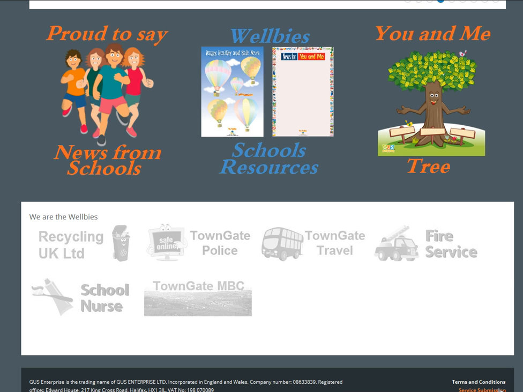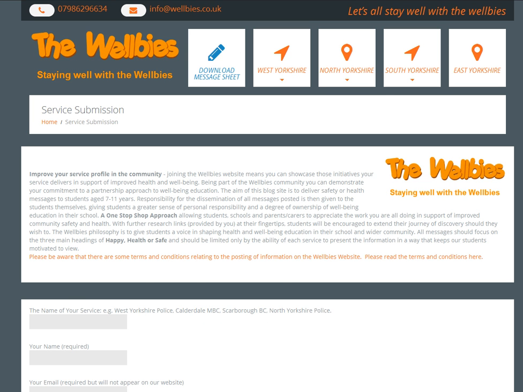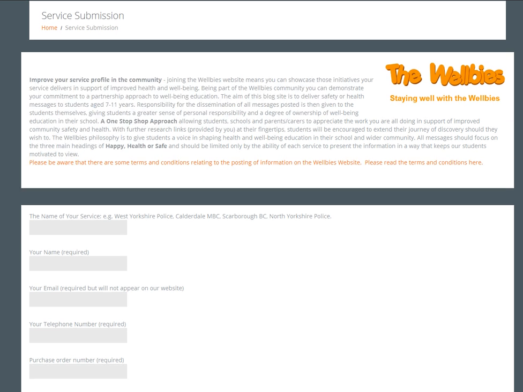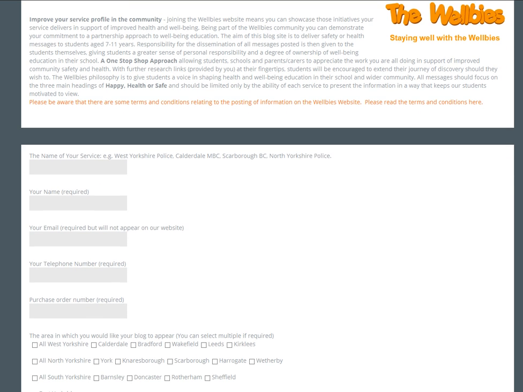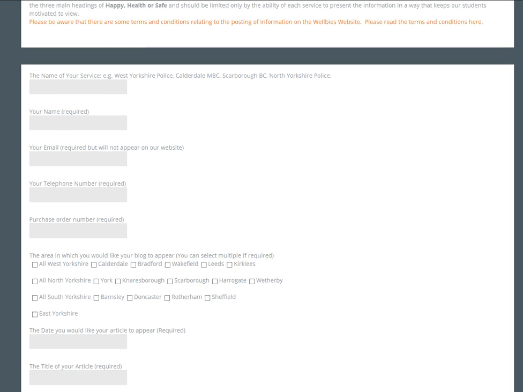Well, they go to the service submission button at the bottom of the website, and that will bring up a page that allows them to submit new stories for students. There are terms and conditions that service providers would have to satisfy to upload stories.